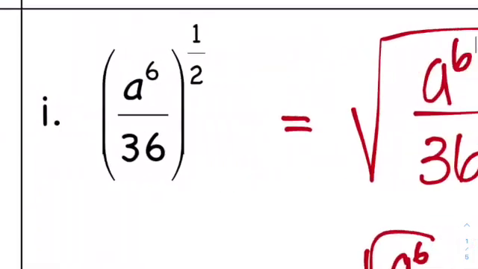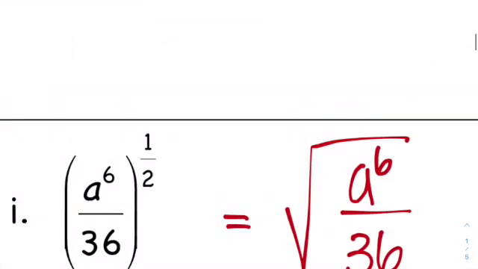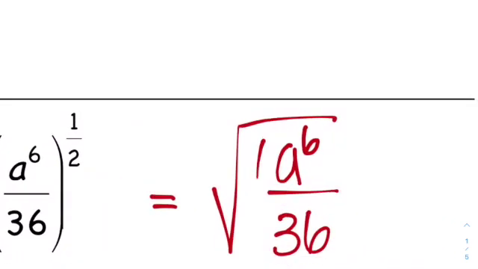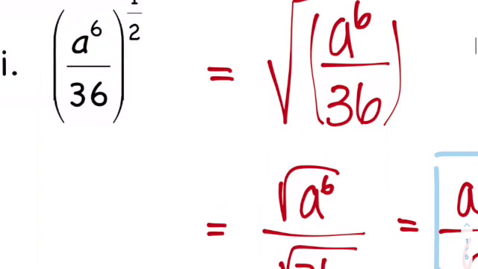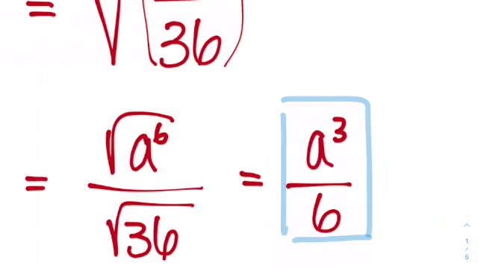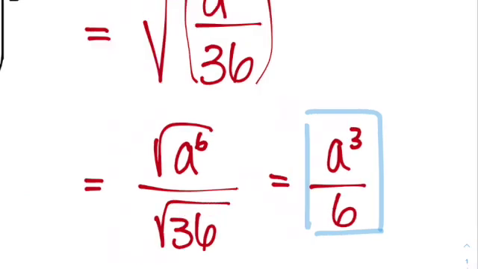And then going on to I, the whole thing is in the parentheses, so I'm putting a whole square root over it. Here are the parentheses. Then you can break it down to top and bottom. They are the same thing. And then a to the 6, a to the third power, when you have a square root of a to the 6. When you have the square root of 36, that's 6. And therefore, that's the answer for I.